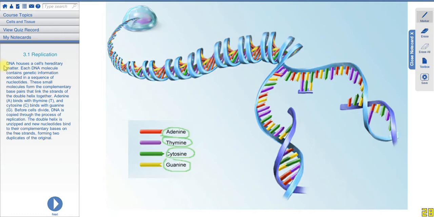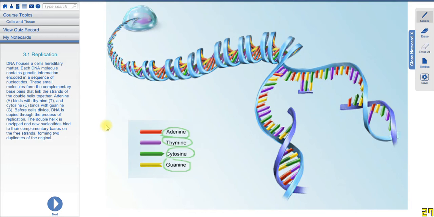So let's read the definition. DNA houses the cell's hereditary matter. Each DNA molecule contains genetic information. This genetic information is encoded in a sequence of nucleotides. These nucleotides are the substances that sequence the genetic information. Then it's told that these molecules form complementary base pairs that link the strands of the double helix together. So these complementary base pairs are made in a strand of double helix formation.